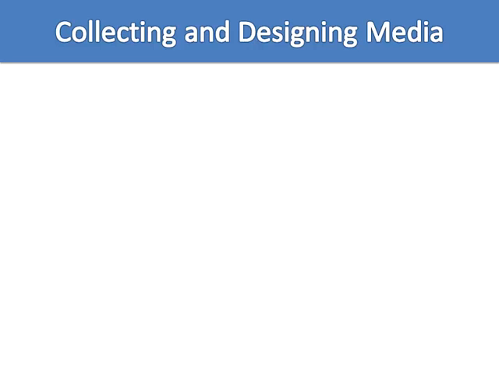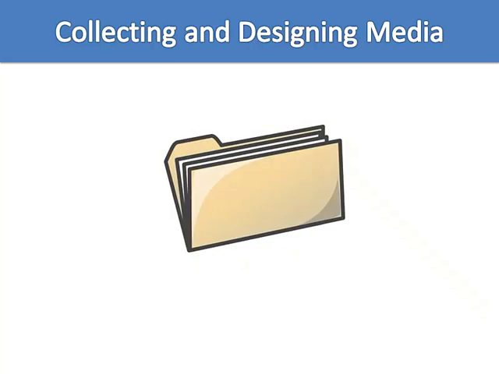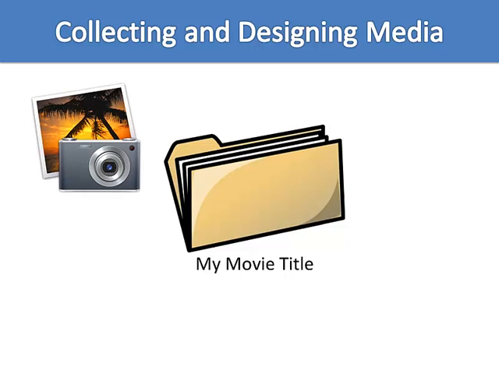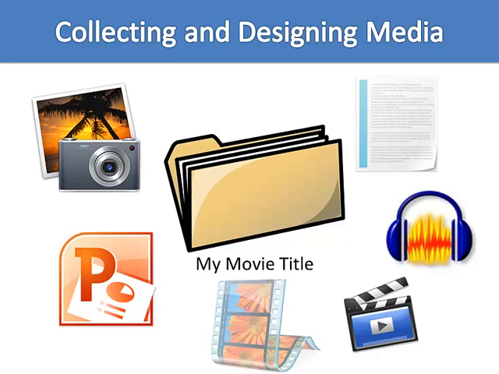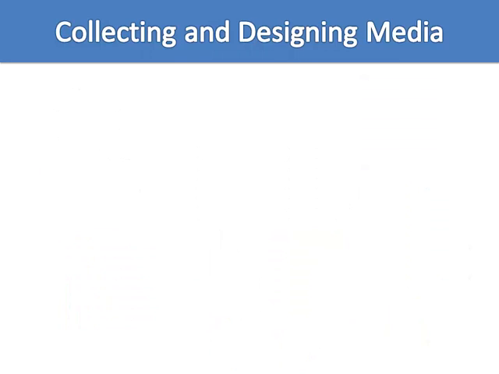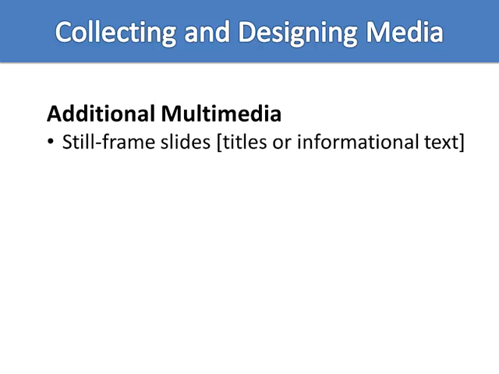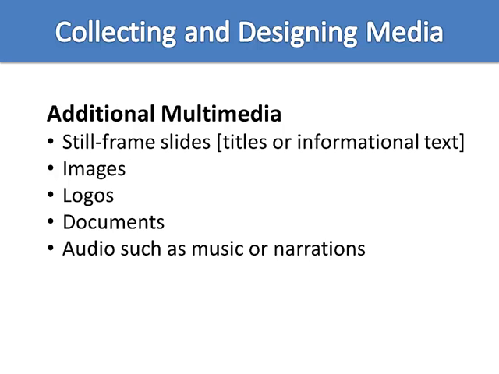Before collecting your multimedia, first create a folder on your computer and name it after the title of your video. This folder will hold everything associated with your video project: the images, slides, documents, audio, raw video, and video project files. Examples of additional multimedia include still frame slides, such as titles or informational text, images, logos, documents, and audio such as music.